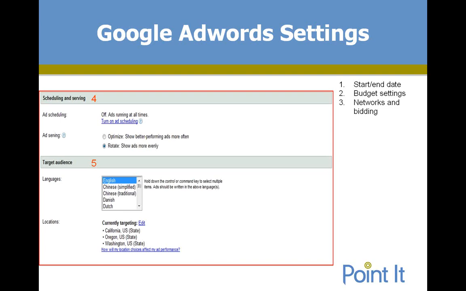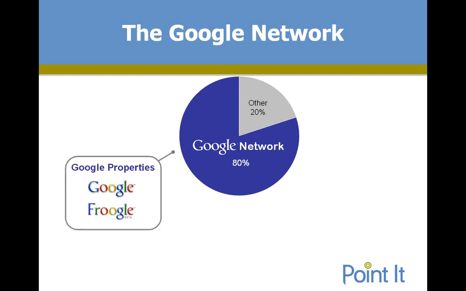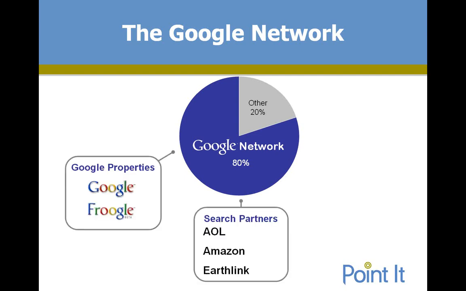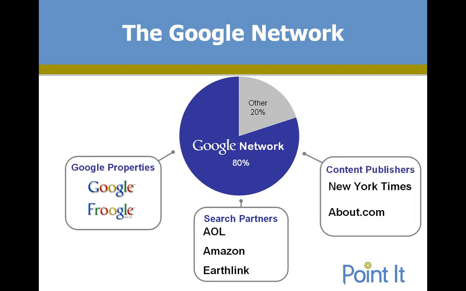And below that, number 5 is the target audience, and there's where you can do the geo-targeting, as I mentioned before. So the Google network is comprised of Google, AOL, Amazon, Earthlink as search partners, content publishers like the New York Times, About.com, and many others. Now remember, those are only examples, and this is a chart directly from Google, so they're going to be mentioning the top tier publishers, but there are a lot of smaller players as well, and that you should be cognizant of.